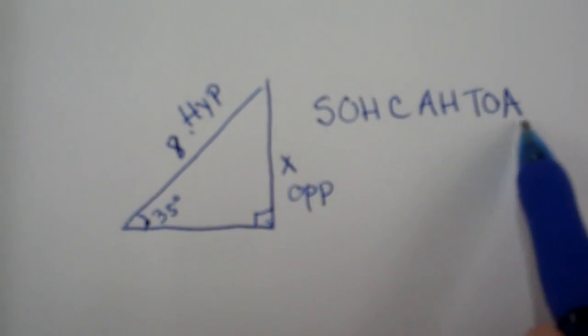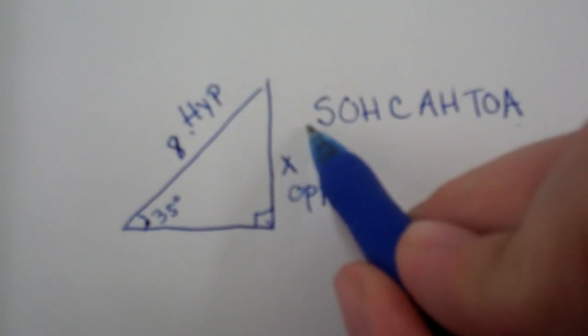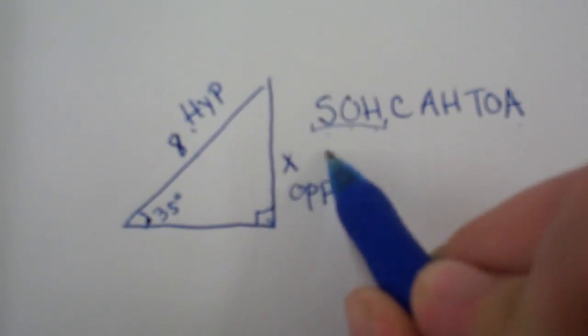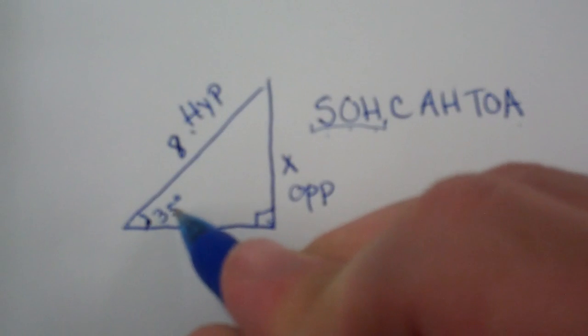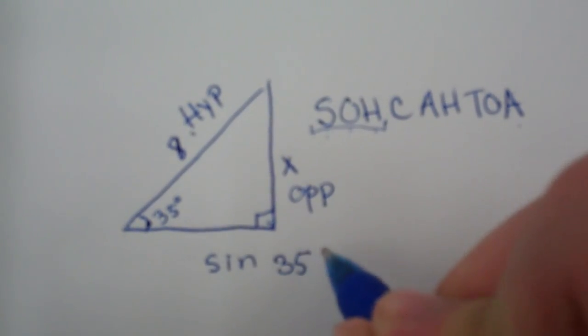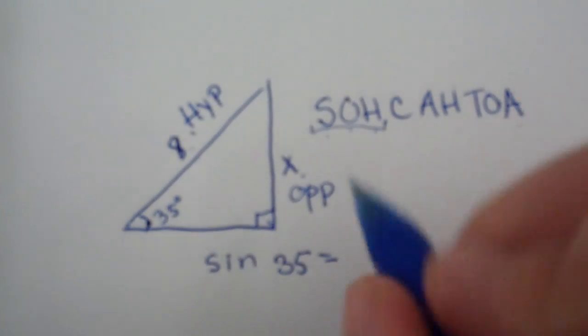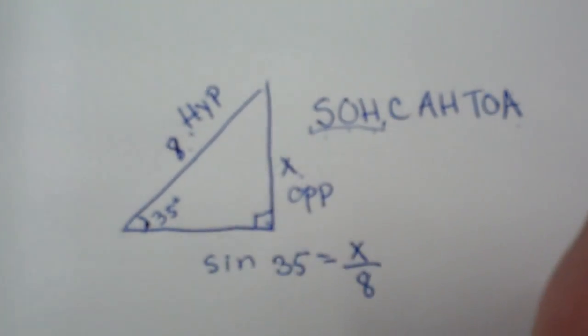This one does not use a hypotenuse. This one does not use an opposite. This one does use an opposite and a hypotenuse, and the S stands for the sine. So this is the sine of 35 is equal to the opposite over the hypotenuse, which is x over 8.